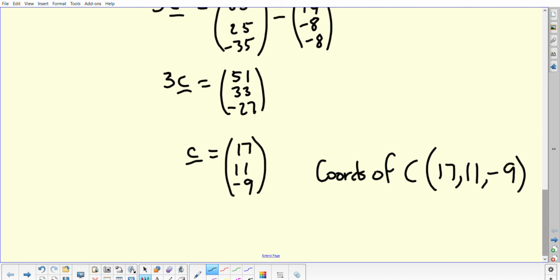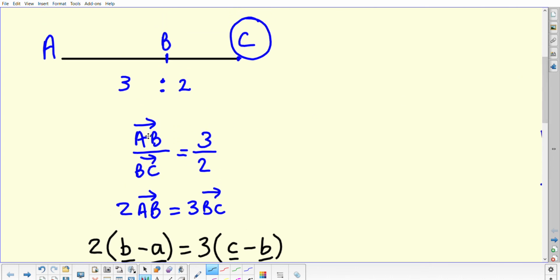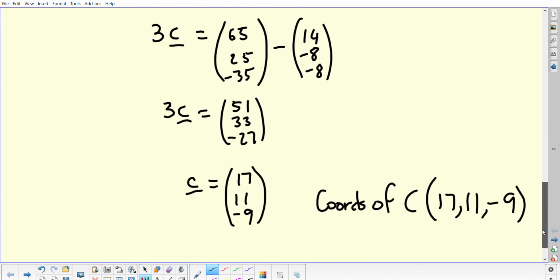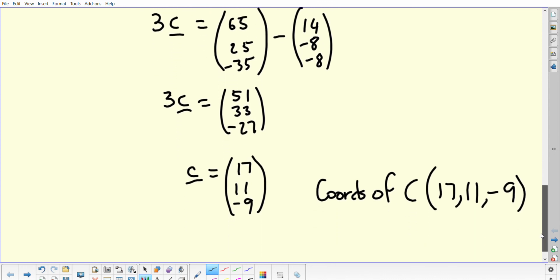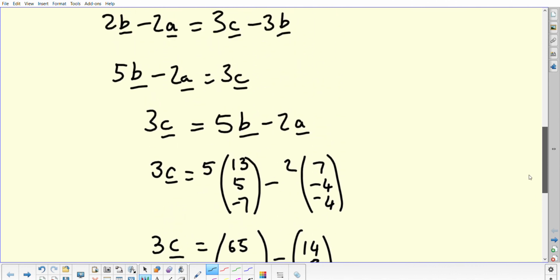So that method of using the ratio of the lines, or directed line segments to each other, and then cross multiplying, then using position vectors is a good method for when you're trying to work out an endpoint. So there's an exercise to work on and practice more of this sort of idea.